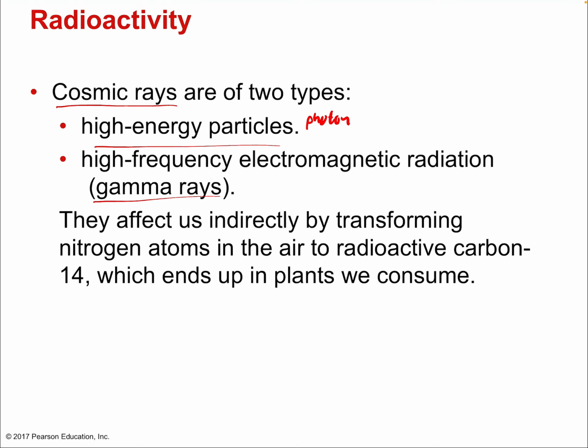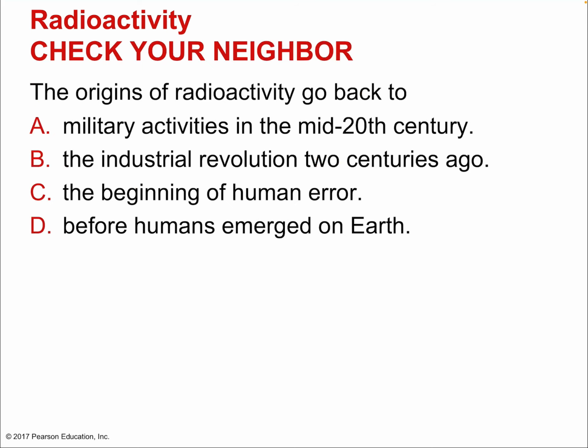Okay, so they affect us indirectly by transforming nitrogen atoms in the air to radioactive carbon-14, which ends up in plants we consume. So this is actually a really neat process because we'll come back to this when we talk about radiometric dating. Carbon-14 is constantly absorbed by every living organism. When an organism dies, there's a fixed amount of carbon-14 that then continues to decay. So the older the dead organism, like a tree or a bone of a mammal, then you can find out how long ago it died because of how much carbon-14 is left. Okay, kind of neat.